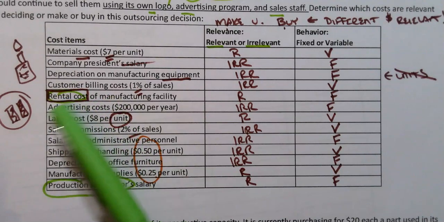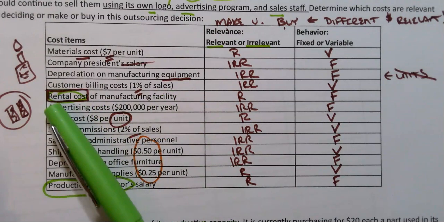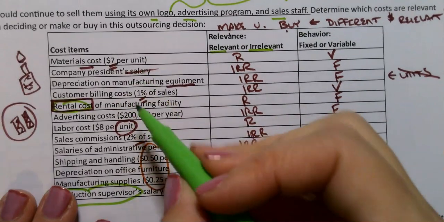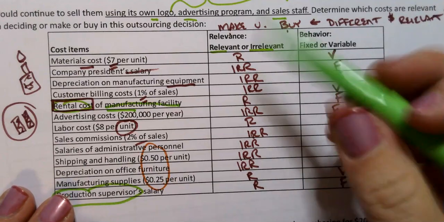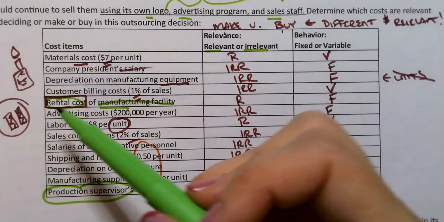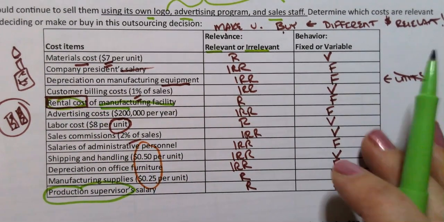But a few things I do want to point out. The rental cost of manufacturing facility. Now, I'm going to assume here that this rental cost means that they are renting the manufacturing facility. And if they're not manufacturing anything, then they don't have a facility to use. If they're not making anything, they don't have to rent it. So this is relevant to us. Yes, it is relevant to us.